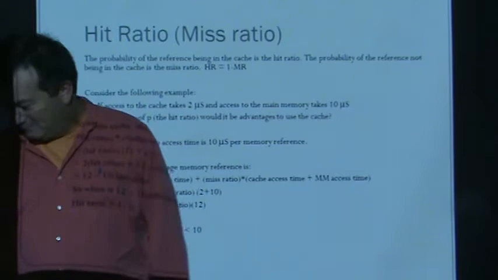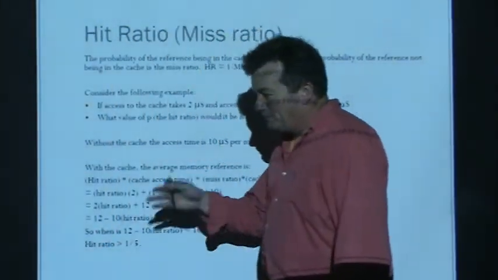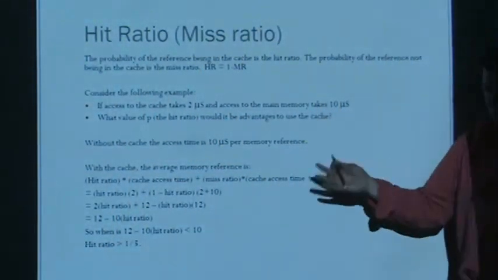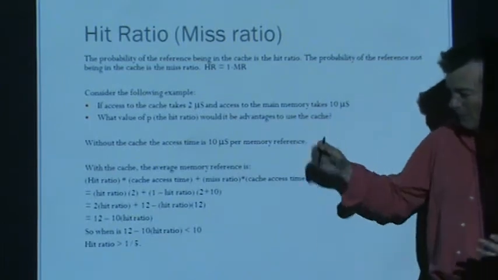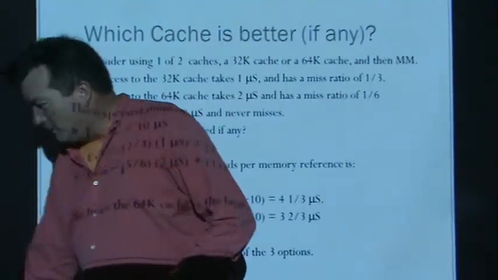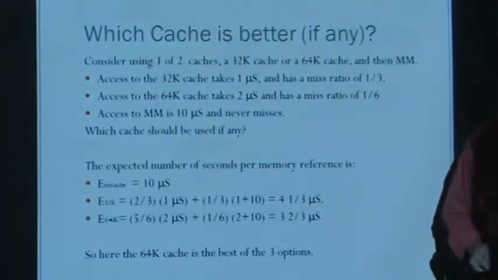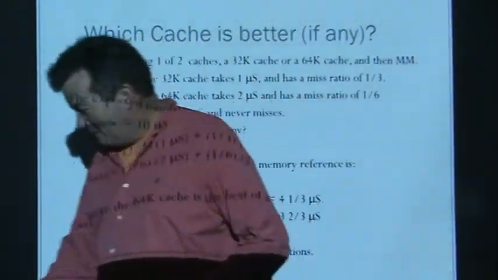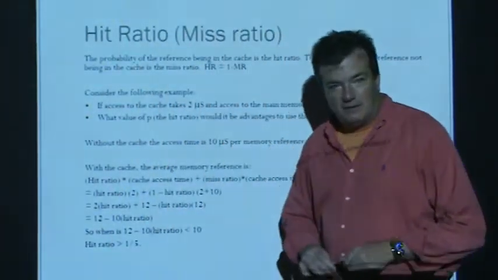So these questions would tell you what the hit ratio is, or what the miss ratio is, and then ask what's the total access time, or whether it would be an advantage to use the cache or not. Yeah, what is a good percentage? So like 25, 30%?